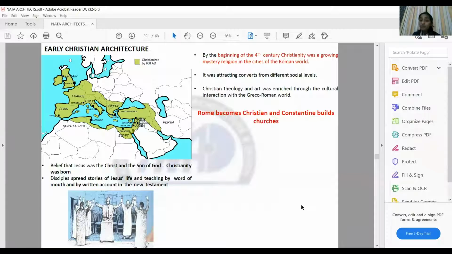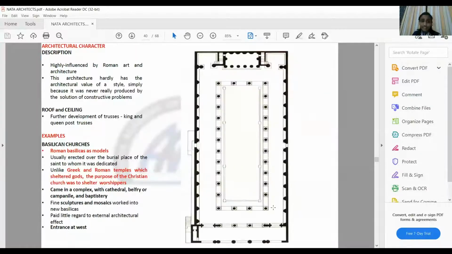So it is also said that Rome becomes Christian, and Constantine builds churches. So this was the stage where the construction of churches began. That is nothing but Constantine wanting to construct churches in order to honor Christianity, mainly the religion.